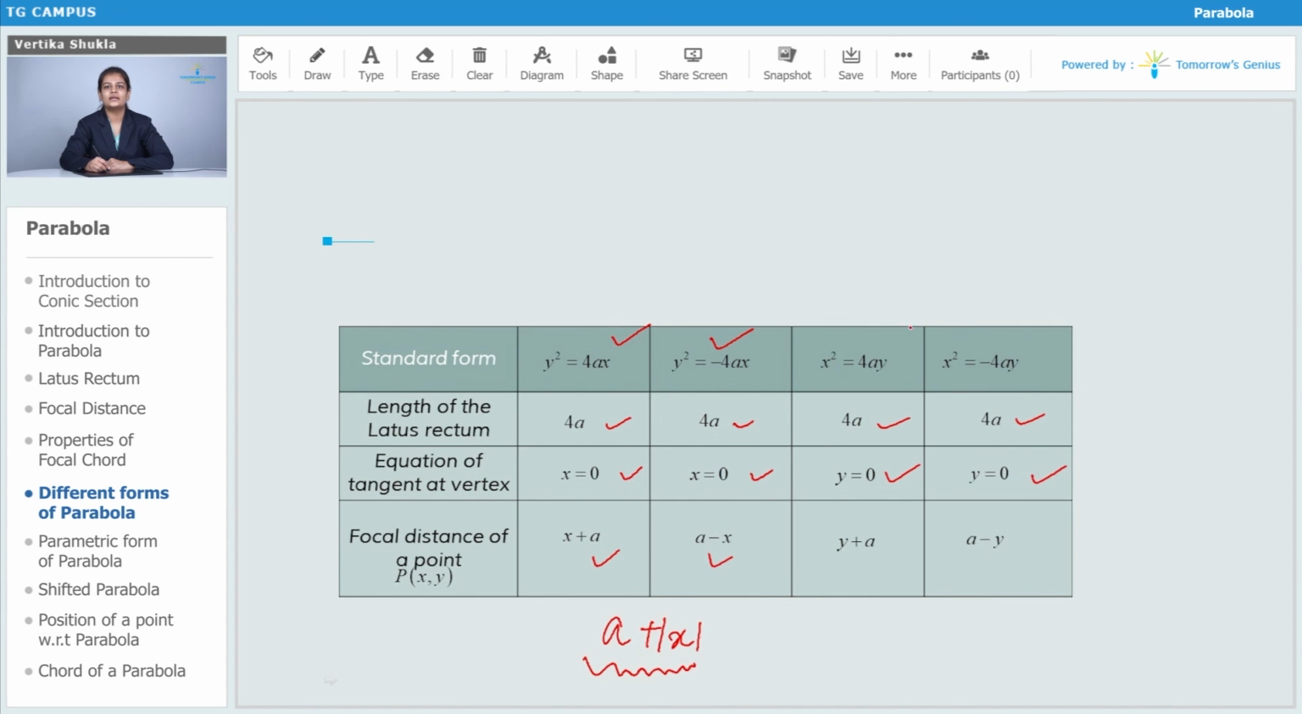Coming to your x square is equal to 4ay and x square is equal to minus 4ay. For these two, your focal distance becomes a plus mod y. You can remember it as a plus mod y. Now depending upon the value of y as positive or negative, you can open the modulus sign and you will get y plus a and a minus y. So these are the terminologies and the equations or the coordinates of the terminologies related to the four standard parabolas that we have done.